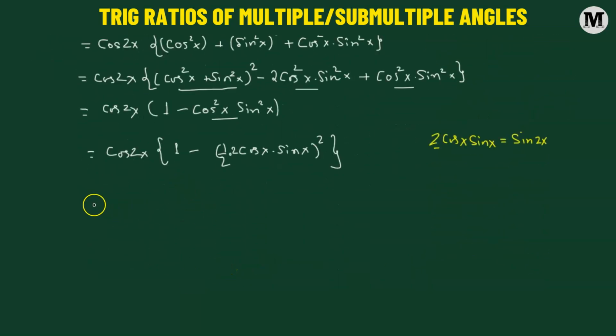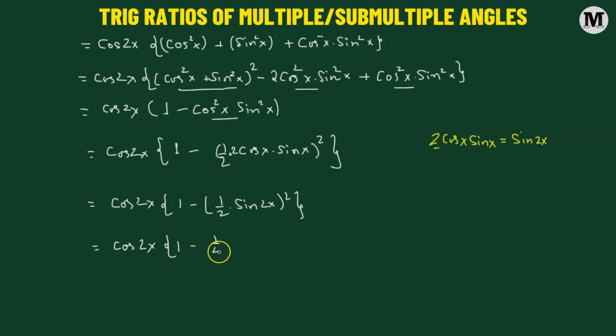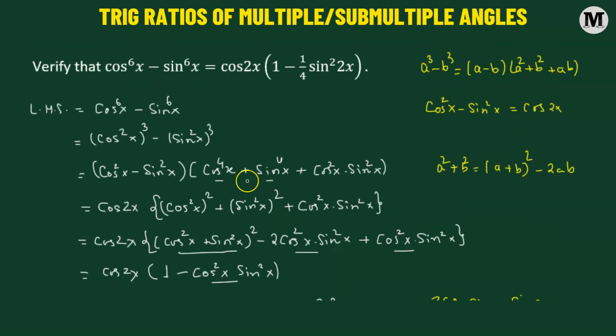So let's further simplify. Now we have cosine of the angle 2x whole multiplied to 1 minus half of sine of 2x, and when we square this value, this will be equal to cosine of the angle 2x, where now we have 1 minus 1 over 4 times sine squared 2x. And this is the expression on the right hand side. So here we have successfully showed that cosine of x whole raised to the power of 6 minus sine of x raised to the power of 6 is given by cosine of 2x multiplied to 1 minus 1 quarter of sine squared 2x.